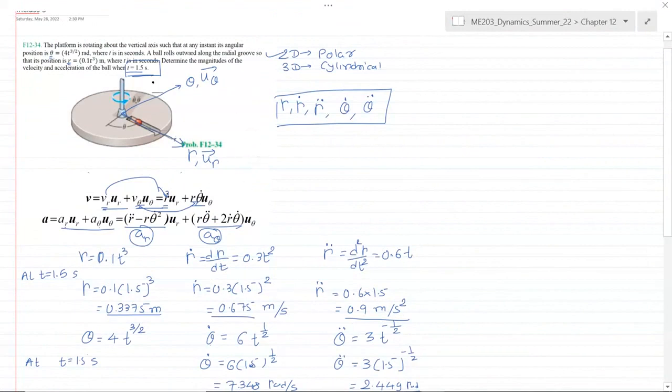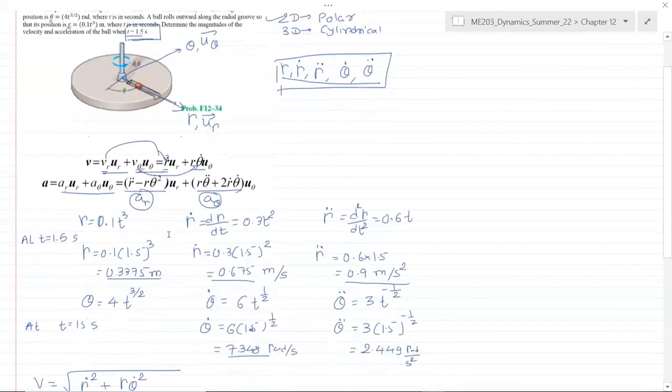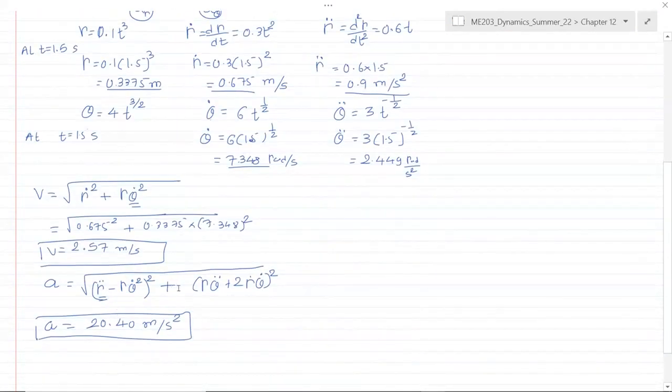So the steps are: define the coordinate system, calculate all these parameters, and substitute them into the respective equations and get the magnitude. Thank you.